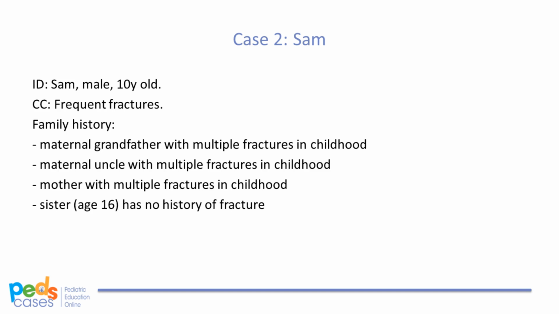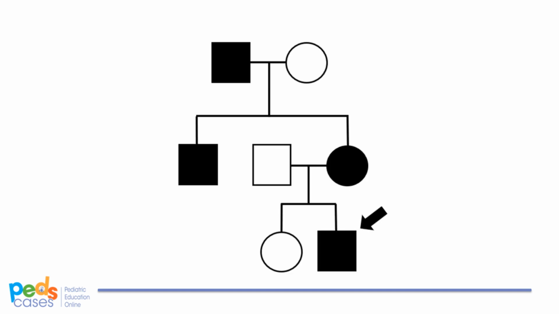On family history, you find out that Sam's grandfather had fractured his legs multiple times when he was younger, but hadn't broken a bone since he was 15. His mother recalls that she and her brother, Sam's uncle, both had multiple fractures in their childhood while playing sports or during normal activities. The patient has a 16-year-old sister who has never broken a bone. From this information, we'll draw out a pedigree using frequent fractures as our trait of interest.